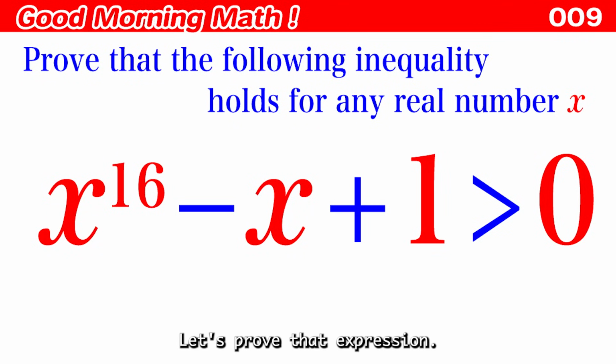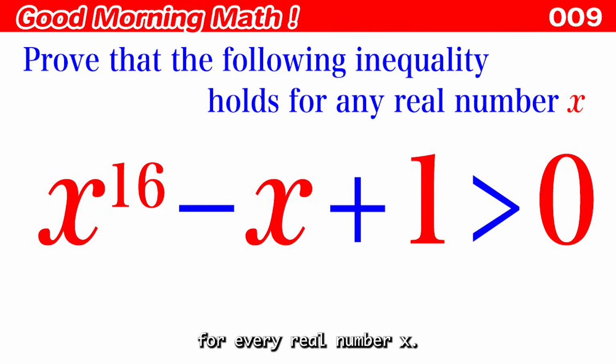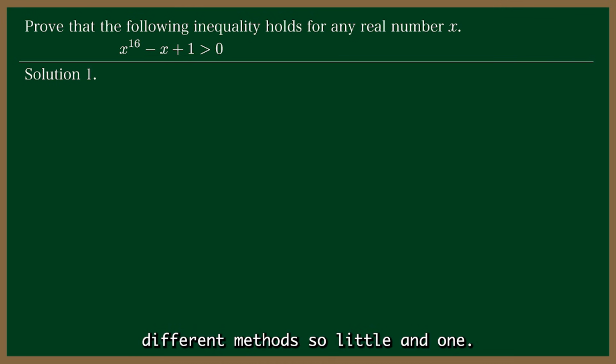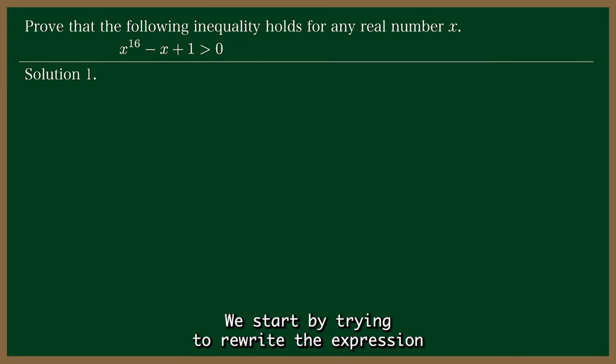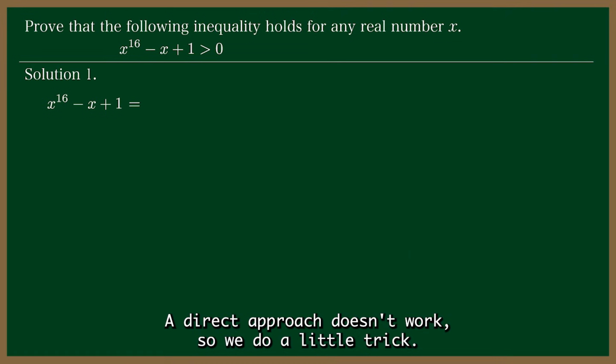Let's prove that the expression x to the 16th power minus x plus 1 is always positive for every real number x. I'm going to show you two different methods. So in the first one, we start by trying to rewrite the expression so that we can show it is always larger than 0. A direct approach doesn't work. So we do a little trick.